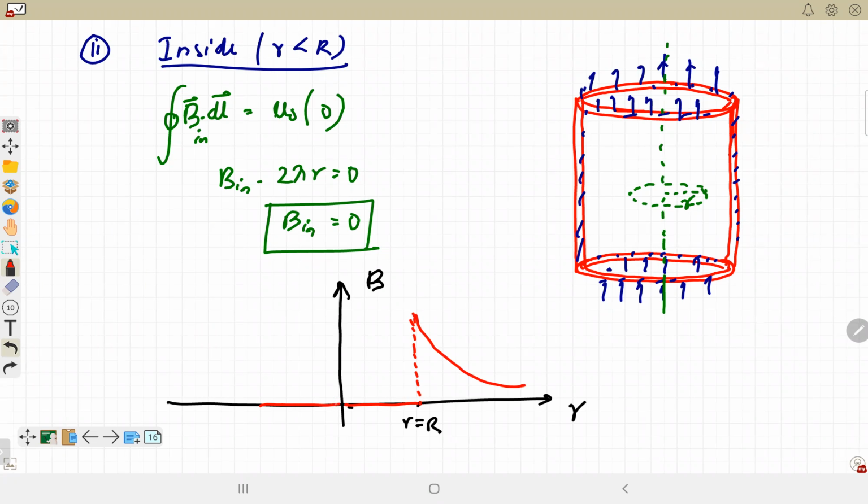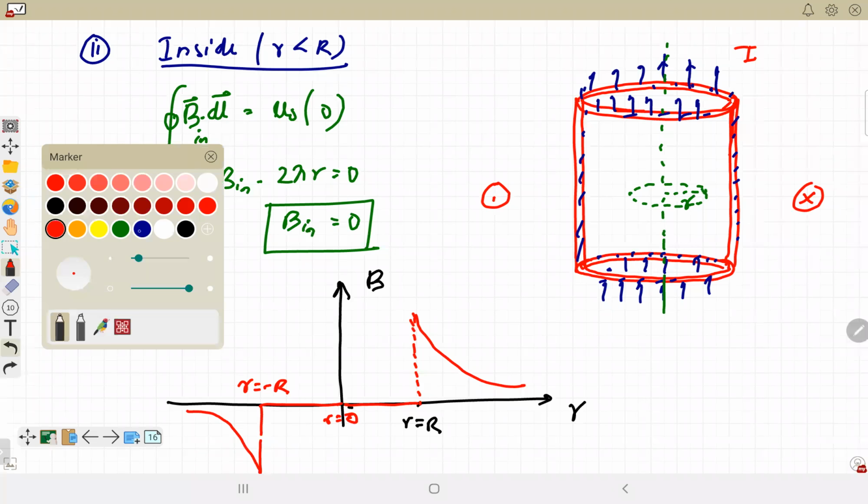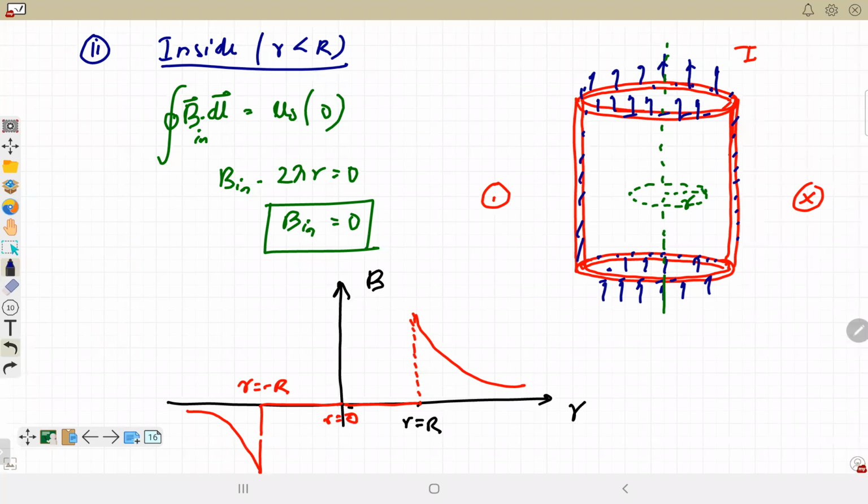When we go on the left hand side, जैसे right side में palm rule से अंदर होगी magnetic field into the plane, left side is coming out of the plane, so when we draw on the other side, it will be negative. Fine. So that is the magnetic field due to hollow cylinder.